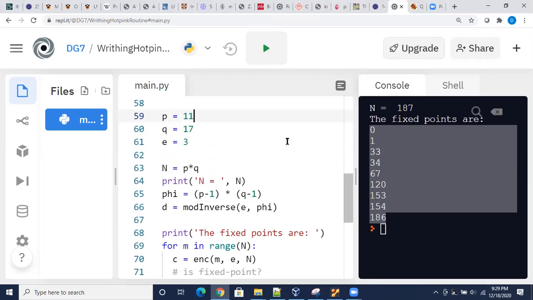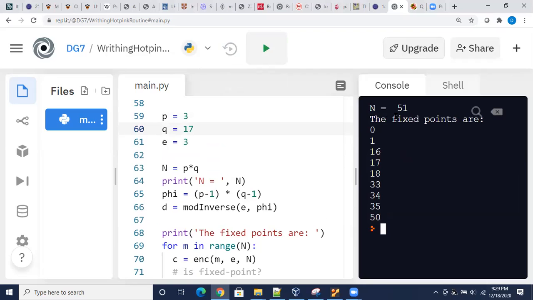Let's try with p to be 3 and q to be 17. What happens? You can see here now my n is 51, still very small, and the fixed points are 3, 6, 8. Okay, so a really small fraction of the message space will be in clear, basically not encrypted by RSA. But I wanted to show you some more interesting properties.